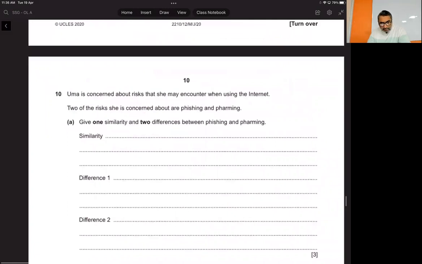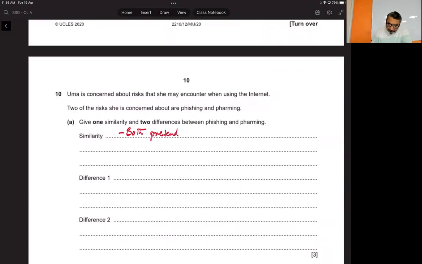Question number 10. Umma is concerned about risks that she may encounter when using the internet. Two of the risks she is concerned about are phishing and pharming. Give one similarity and two differences between phishing and pharming. So phishing and pharming both steal the data.